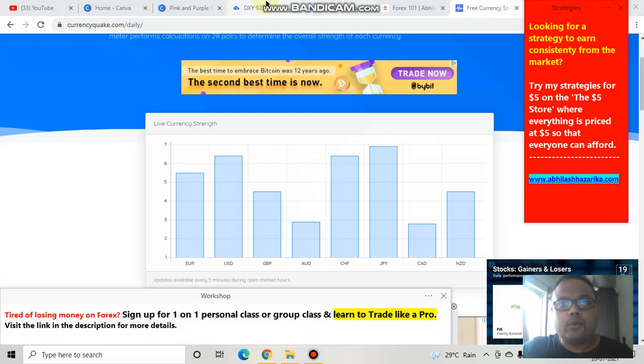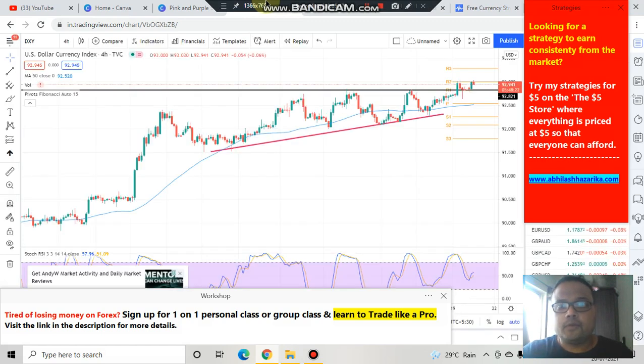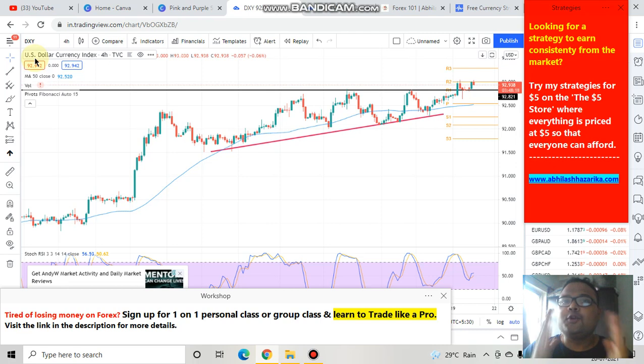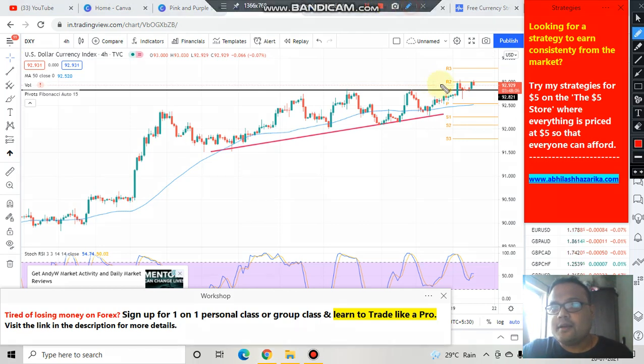And if you look at the chart of DXY here, the US dollar currency index, I clearly told you in my earlier video that the market will be going up because this was an ascending triangle pattern. I clearly mentioned that an ascending triangle pattern is a bullish pattern, and as expected the market broke the level, and right now the market is trading above this level. So we know it from before only.